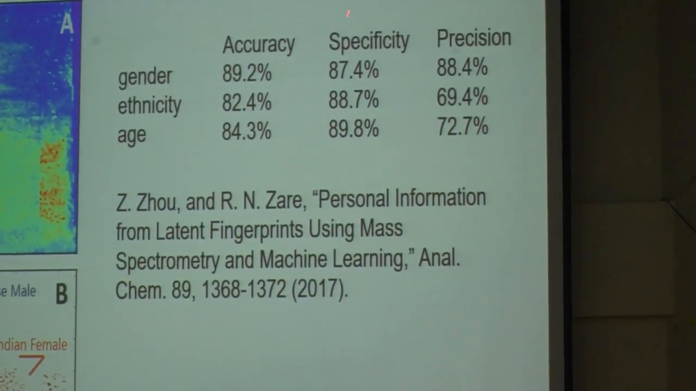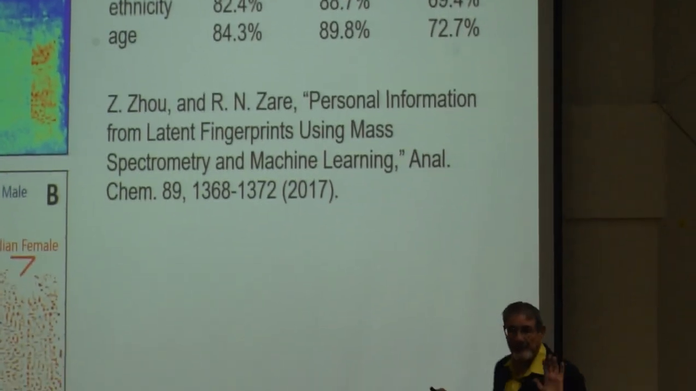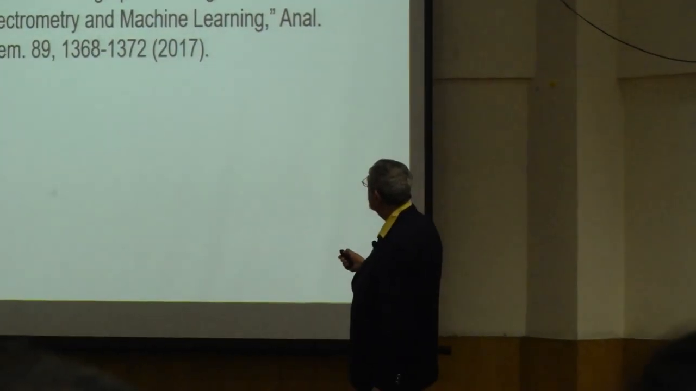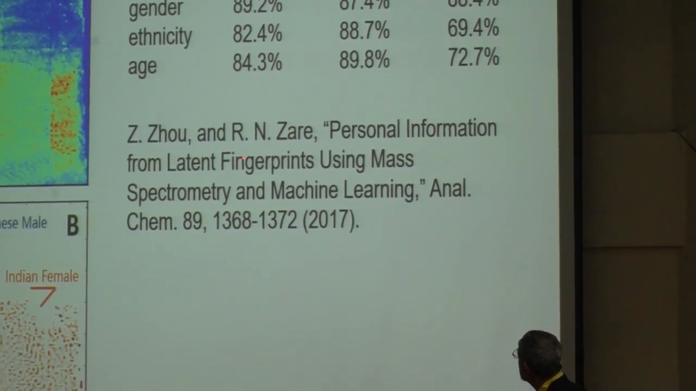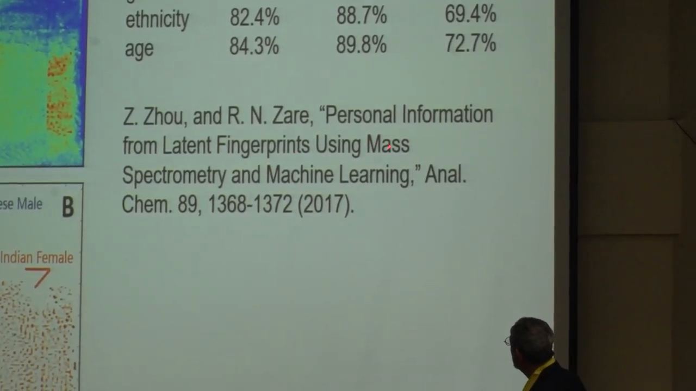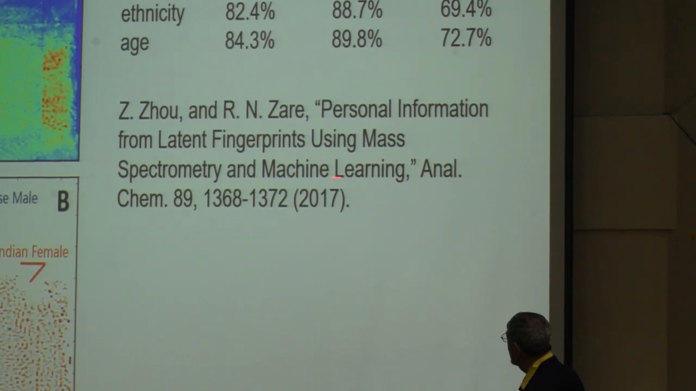Here we go, accuracy, specificity, precision. I define them for you, see what's happening. And this is published now in 2017, and this is called latent fingerprints using mass spectrometry and machine learning.